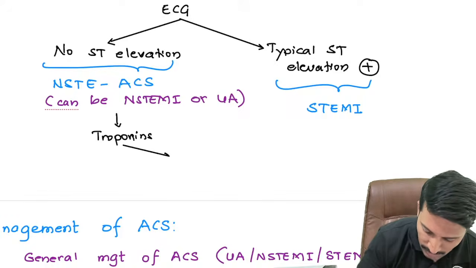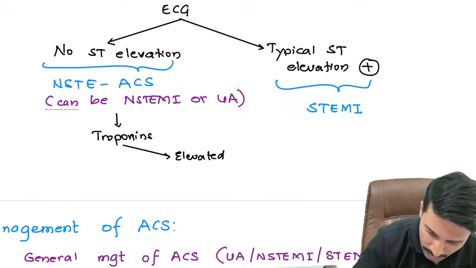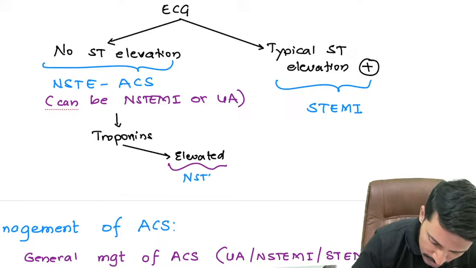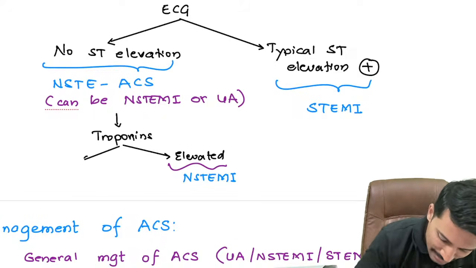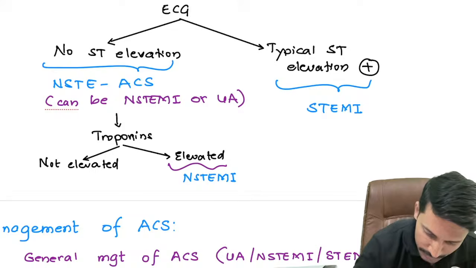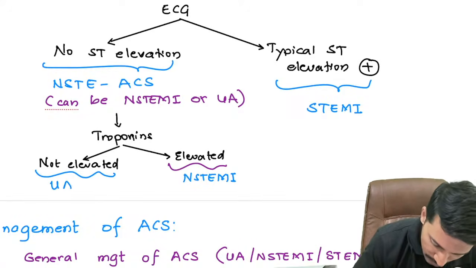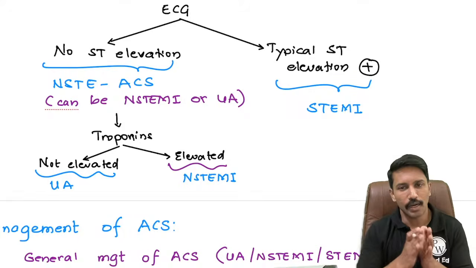So if the troponins are elevated or positive, that means there is infarction. So in that case, our diagnosis becomes non-ST elevation MI. And if the troponins are negative or not elevated, then there is no infarction. If there is no infarction, then we will call it as just unstable angina. So this is our approach to the diagnosis of acute coronary syndrome.